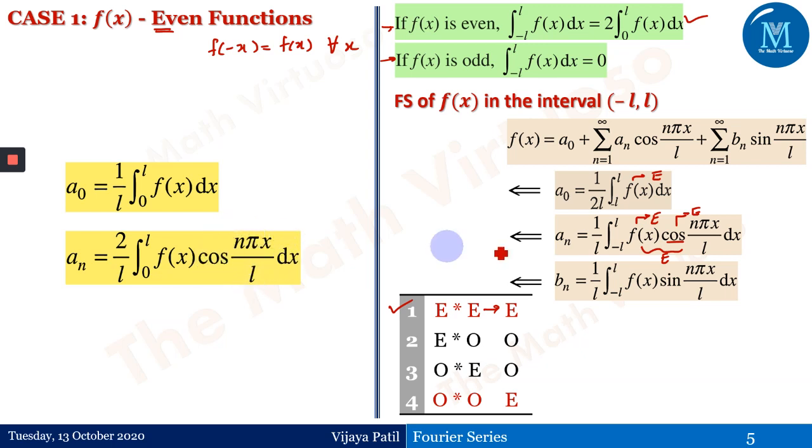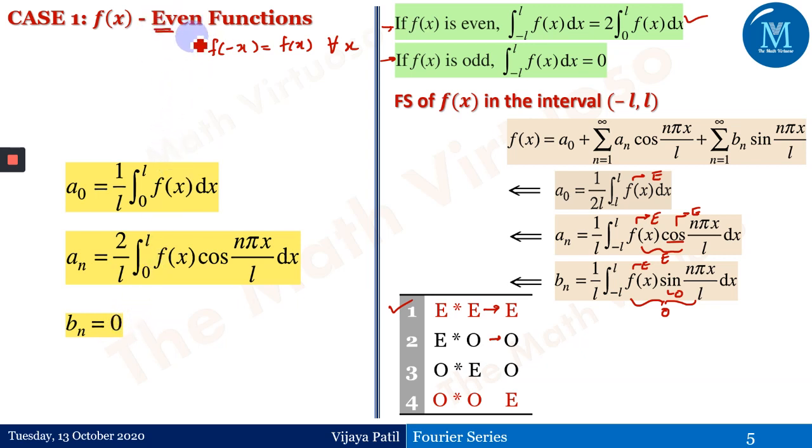What will happen with bn? Here f of x is an even function, and sine is an odd function, as we have seen in the last 2 slides, right? The product of these two, even into odd, will give me an odd function. So the resultant of these two functions is an odd function. If this is an odd function, the integral from minus L to L becomes 0, and therefore bn becomes 0 when my function is even.